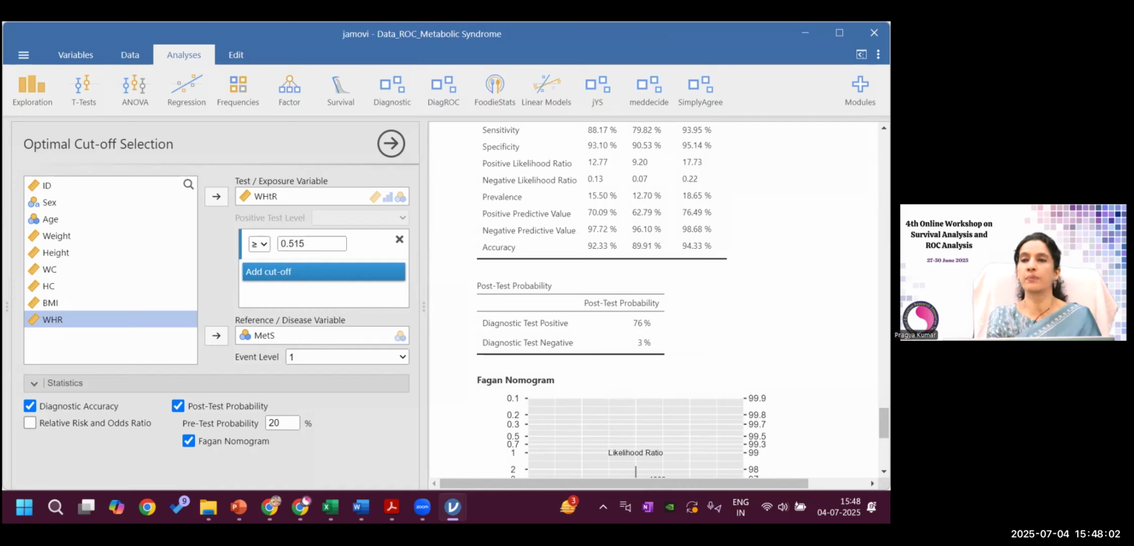Then we'll go to the breakout room, and then I will take the third part, which is the relative risk and odds ratio. So all of you, please go to the breakout room.